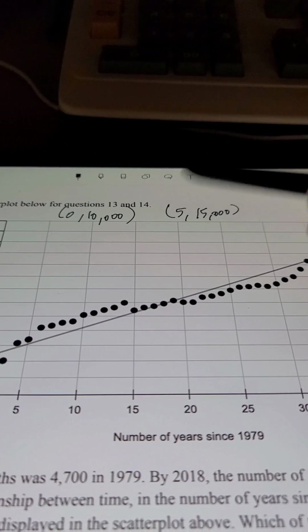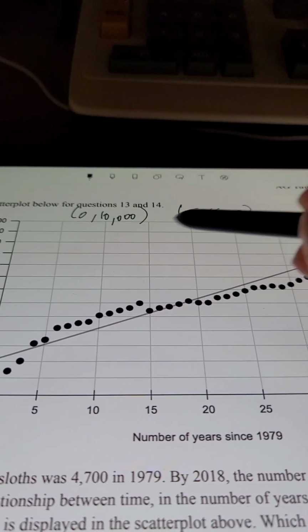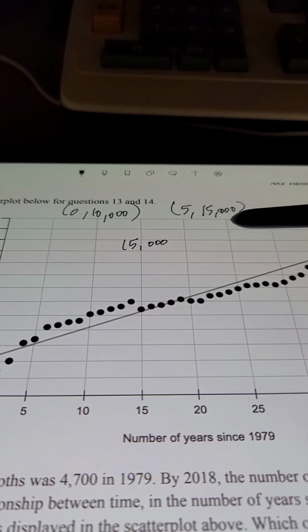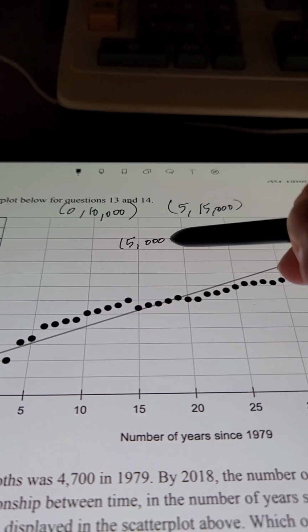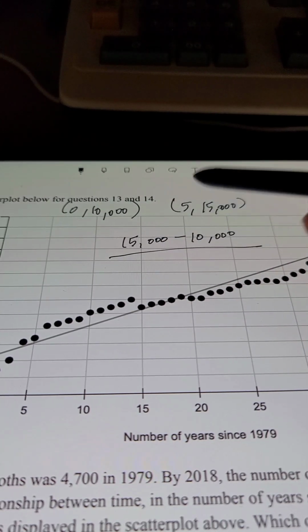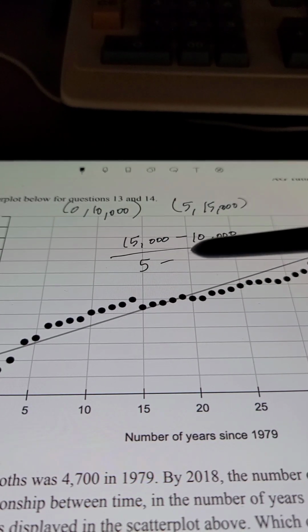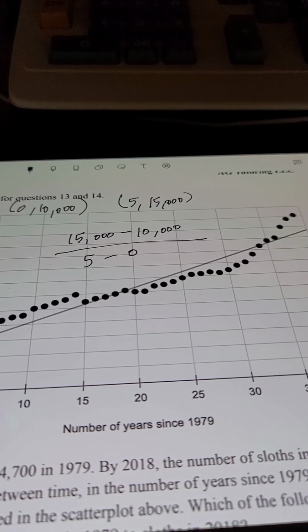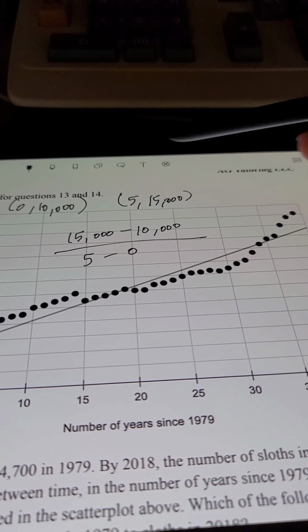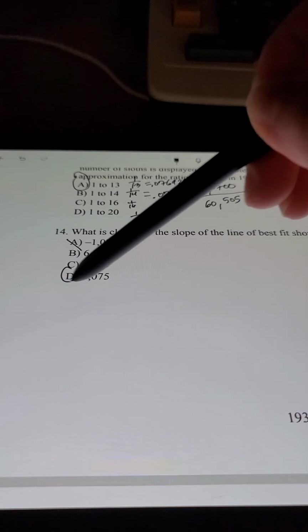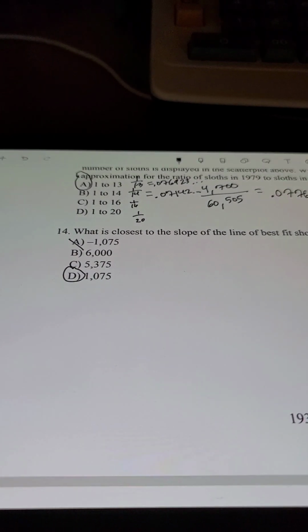So now you have 2 points. You could just do the slope formula. Subtract the y's, so it'd be 15,000. You could do it the other way too, 10,000 minus 15,000. I'm just choosing to start with this one. 15,000 minus 10,000 over 5 minus 0. That's going to end up being 5,000 divided by 5, which is approximately 1,000. So let's look at our answer choices again to see what's closest to that. That would just be D. That's the one closest to 1,000. The others are way off, so it definitely has to be D.